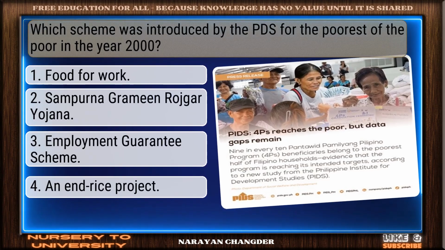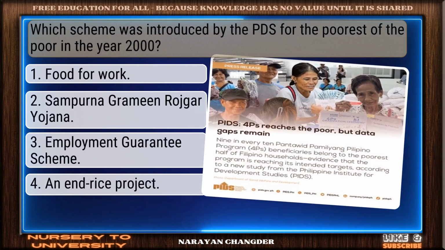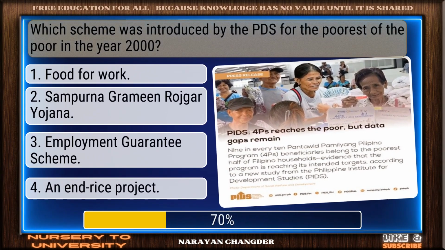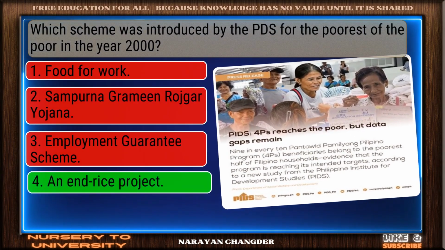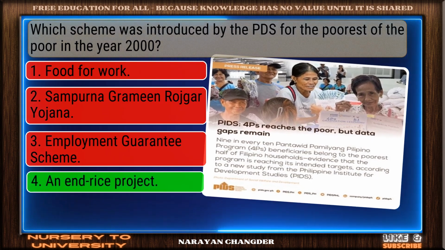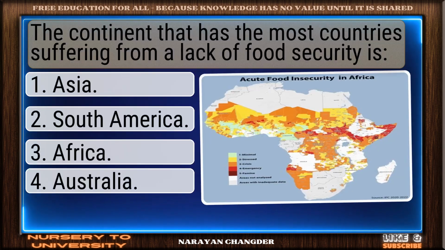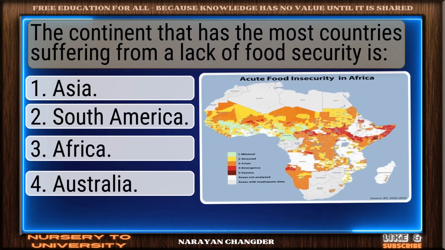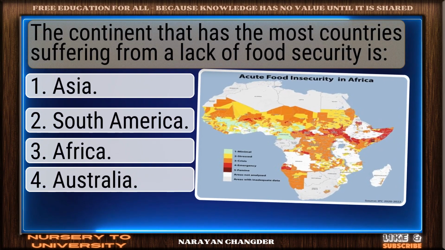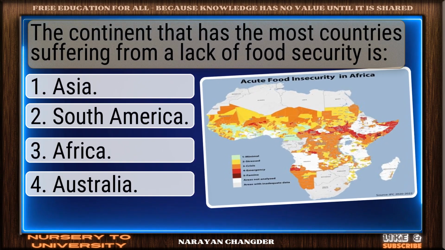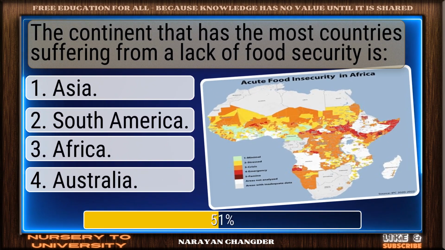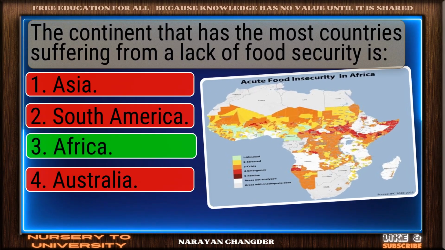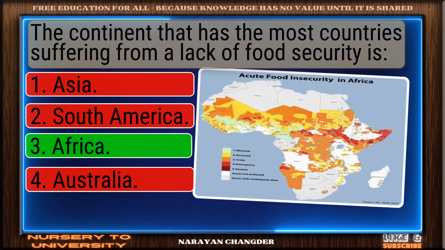Which scheme was introduced by the PDS for the poorest of the poor in the year 2000? Right again. Antyodaya Anna Yojana is a valid answer. The continent that has the most countries suffering from a lack of food security is... Well picked. Africa is the correct answer.